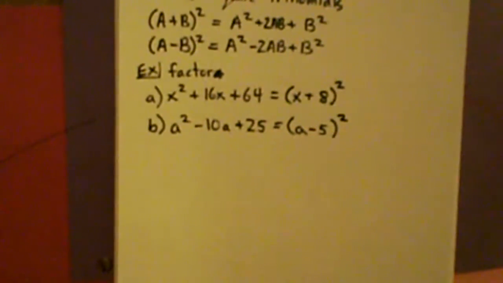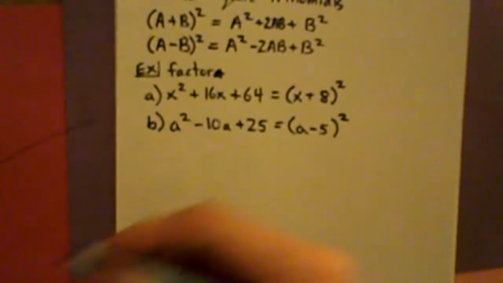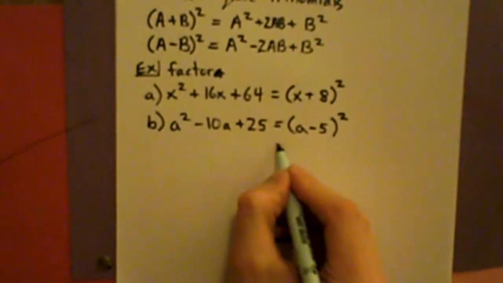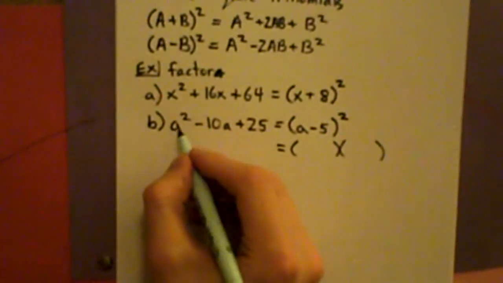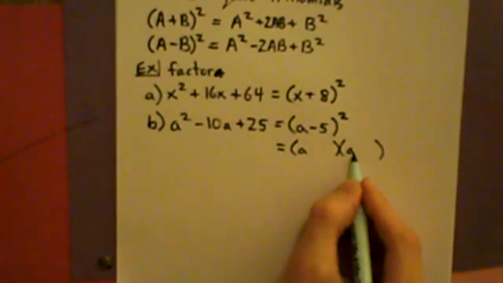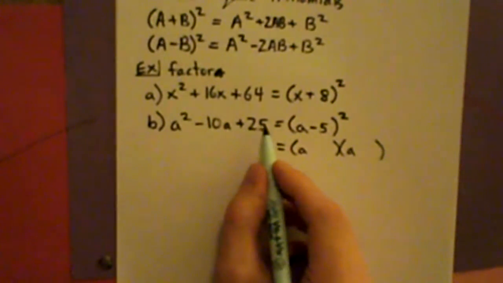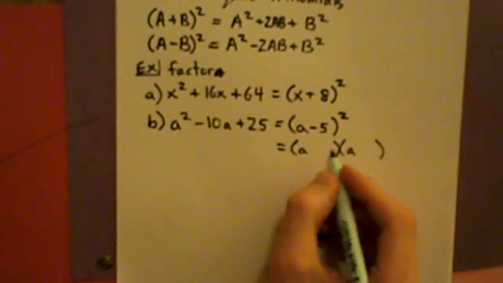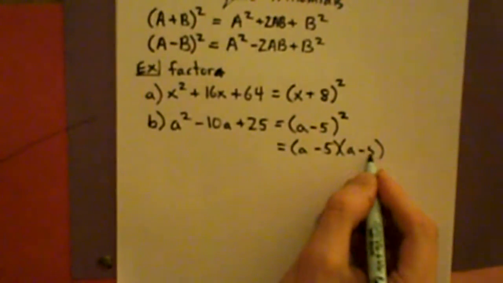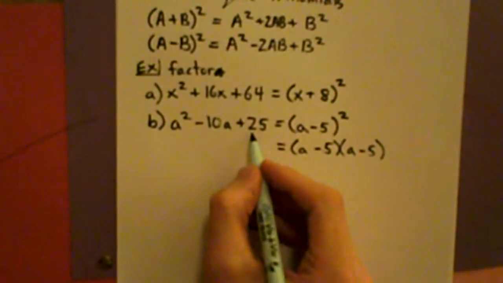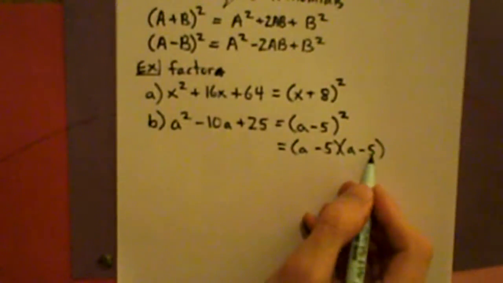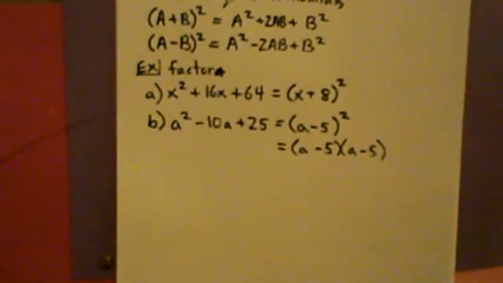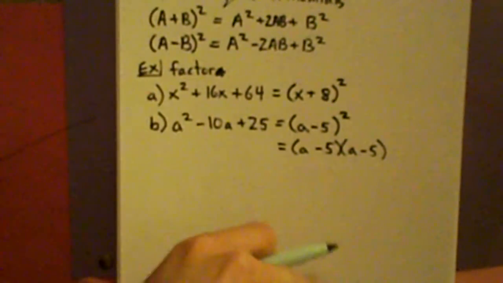So there's your answer. Now, keep in mind that we could also do these the way that we've always done them. I could write it out like this and ask myself, what times what gives me a squared? It's got to be a times a. What times what gives me 25 and adds up to negative 10a? It's got to be negative 5 and negative 5. Negative 5 times negative 5 is positive 25. Our inner products give me negative 5a. Our outer products give me negative 5a. So there we go. That's an example of perfect square trinomials.